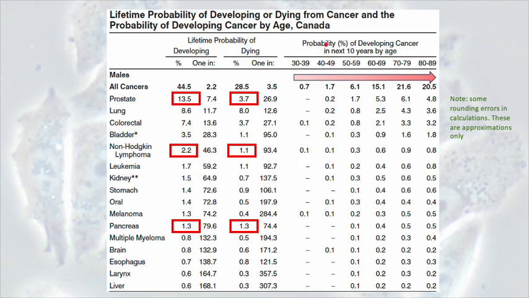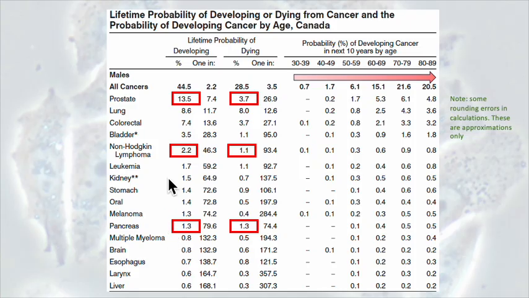Now, the probability, as we can see by age, does increase as we get older. So with increasing age, the probability of developing cancer does increase. Now, the probability of developing pancreatic cancer in males, we can see here, is 1.3%. And the probability of dying is also 1.3%. So pancreatic cancer is one cancer that is currently very difficult to treat. This is one of those cancers that is very hard to treat, and therefore there is a high percentage of death upon diagnosis.